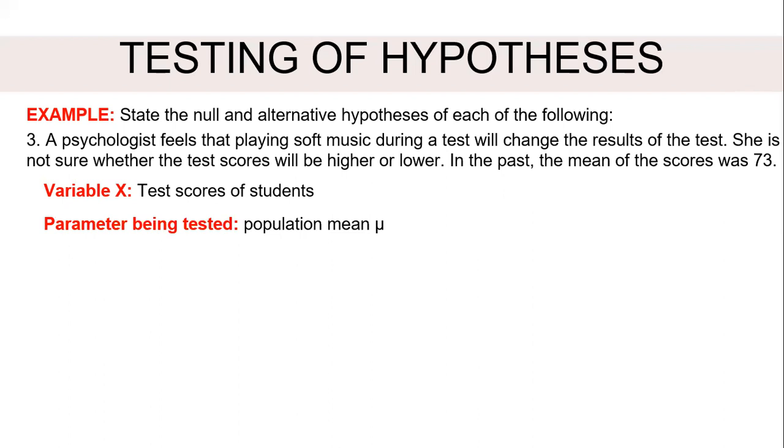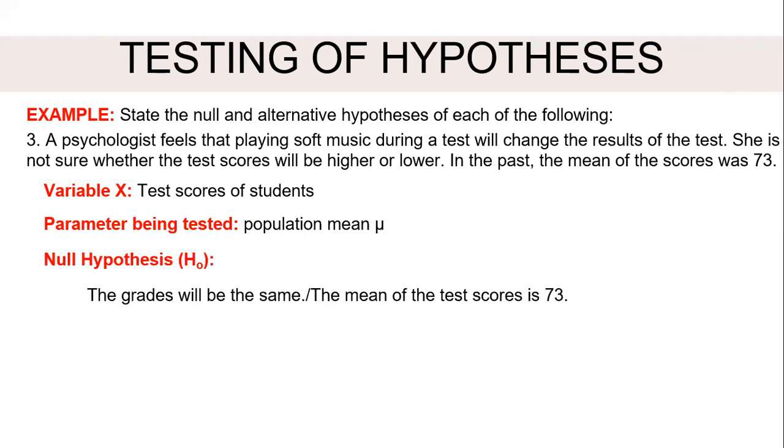What will be our null hypothesis? That we will stick to that 73, right? So our null hypothesis is that the grades will be the same, or the mean of the test scores is 73. There are many ways of writing your null hypothesis, so you just choose one that fits your taste, as long as you do not deviate from the main essence of the situation.